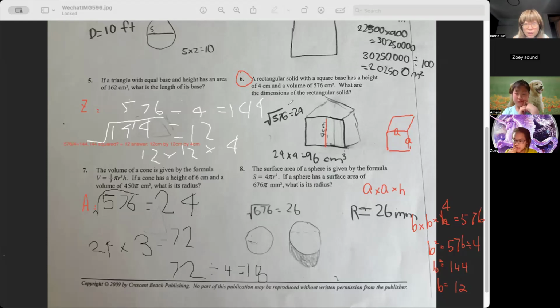So what is the dimension? The base equals 12. That is your answer. Height equals 4. So that is the dimension. Zoe, good job. The only thing you can do better, Zoe, is put the unit on your answer. Get it?